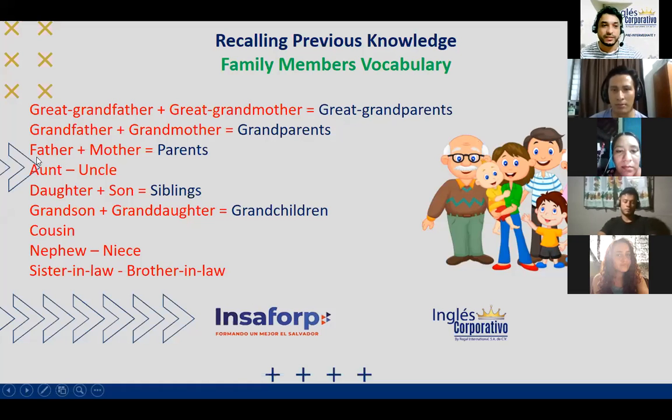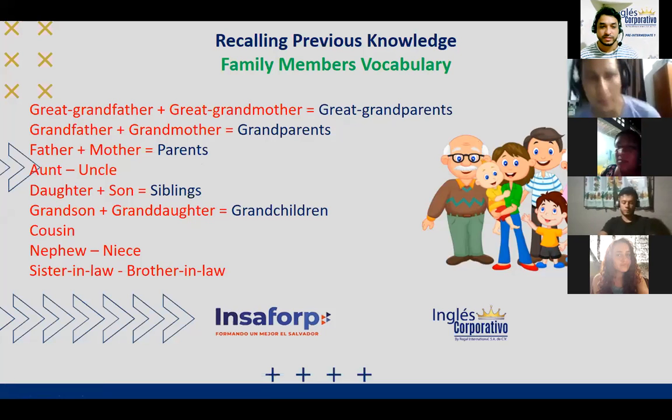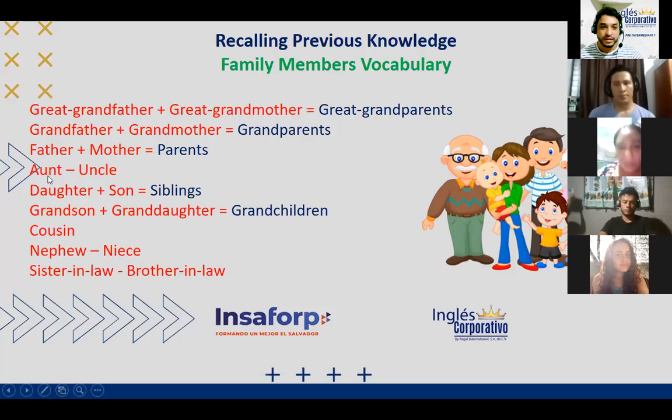And to say it, well, we have father and mother, we say parents. We don't say fathers, because father is male, the gender. We say parents, my parents, not my fathers. Okay. Also, we have aunt and uncle. Then we have daughter and sons. That together we say siblings when we talk about our brothers and our sisters, they together are siblings.